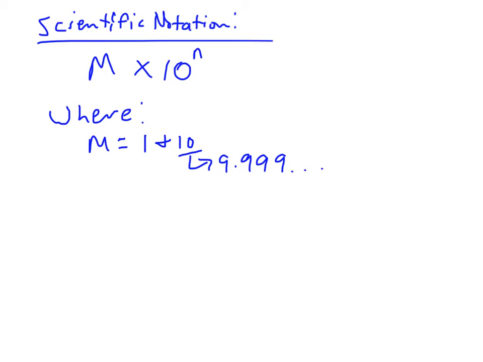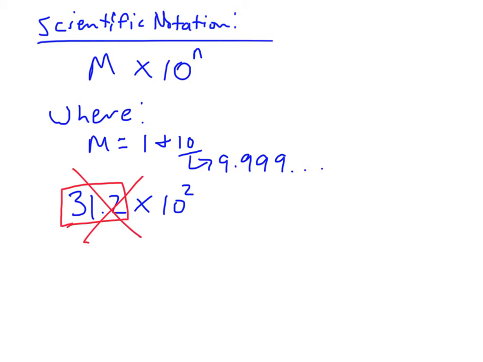Okay? So in scientific notation, you would never have a number that looked like this. That is completely wrong, because this m value is not between 1 and 9.99999. So this whole thing is wrong.